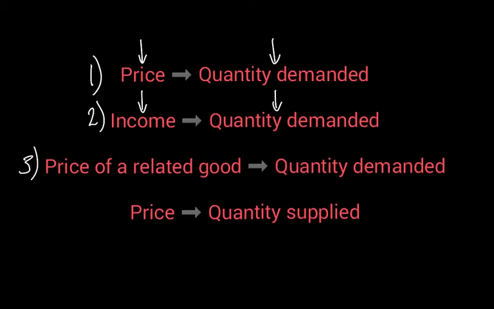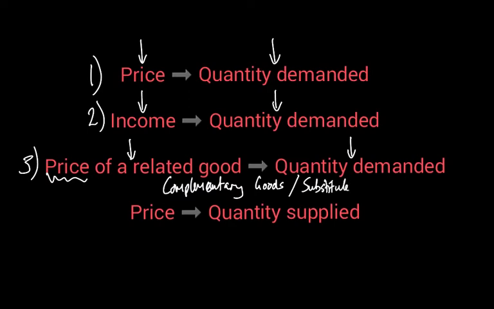The third one looks very similar to the first, but the difference here is the price that we're talking about changing. So this price here is not the price of the good that we are thinking about, it's the price of a related good. So we're talking about the quantity demanded of one good and how it can be affected by a change in the price of some other good. And we often talk about this in terms of products which either people buy together, what we call complementary goods, or goods which people buy in place of one another, what we call substitute goods.